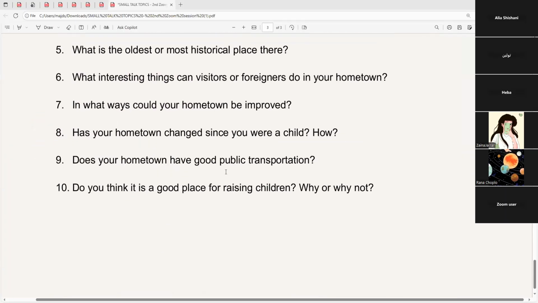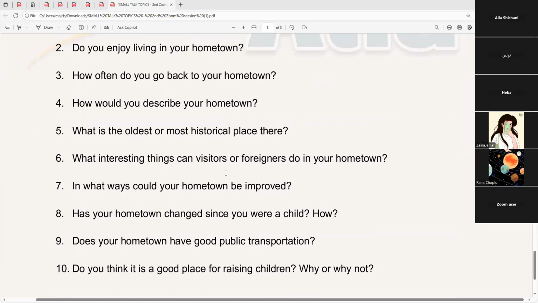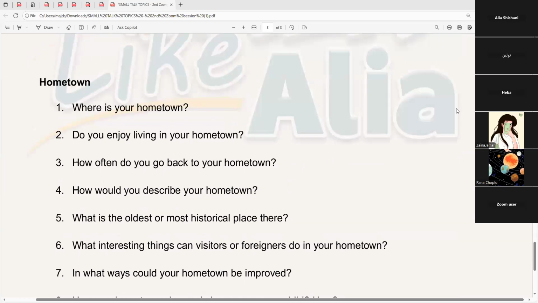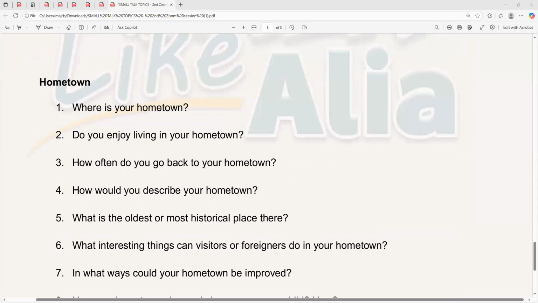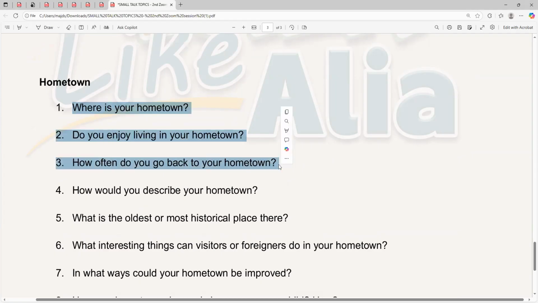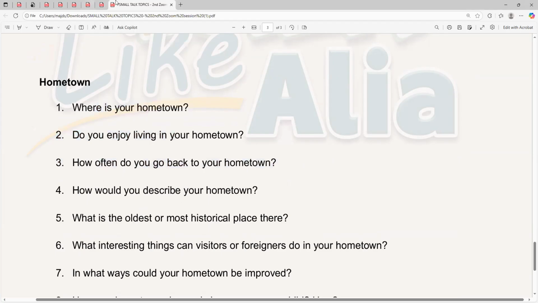Okay. Now at the last part of our Zoom session for today, this is hometown questions. I got 10 questions for you all. I need you guys to talk about your own hometown, okay? So where is your hometown? Do you enjoy living in your hometown? How often do you go back to your hometown if you're away? Some questions, it's totally normal to skip. If you live in your hometown, it's totally fine not to answer question number 3, for example, okay?